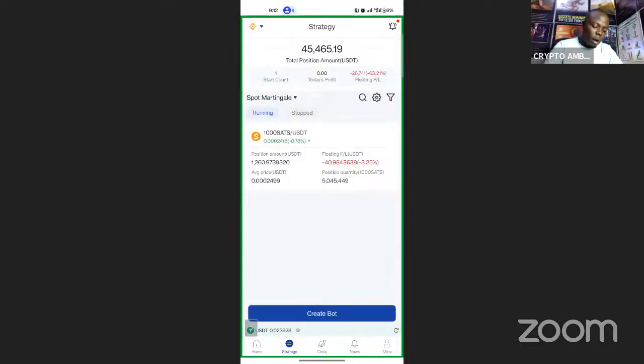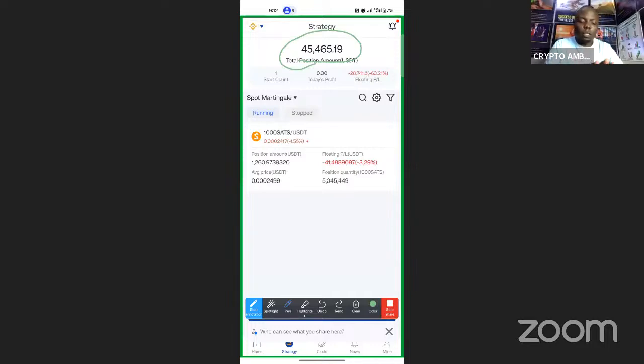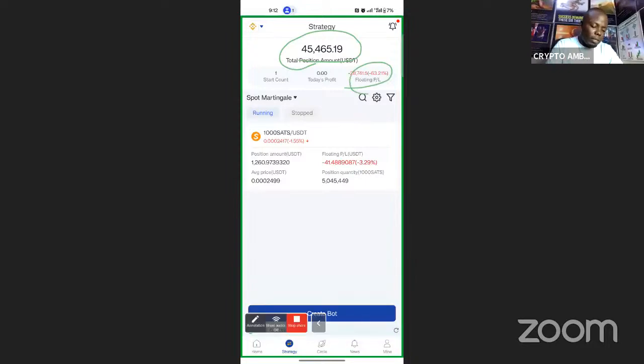When you open up your account here on your top here, you can basically see this is the total amount in all the coins, those floating and those not, and this is your floating loss. That was the first thing. I talked about it in the morning.